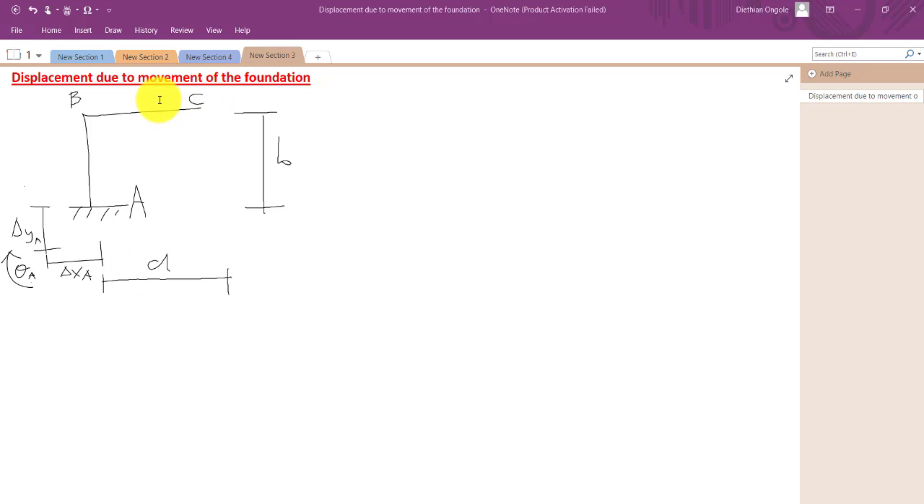We are going to be looking at how to calculate the displacement due to the movement of the foundation. This figure here is to illustrate what we are going to be talking about.